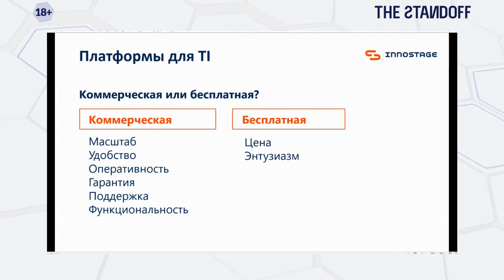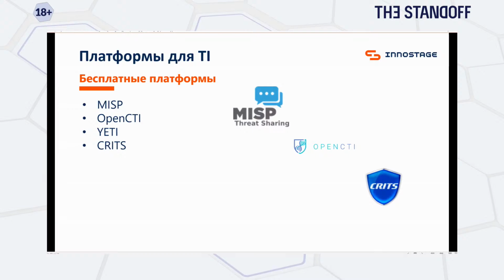What are the TI platforms? We know that they are free of charge and commercial ones. Of course, the commercial ones are of a bigger scale, scalability, more convenient, but of course the free ones have their own benefits. First of all, it's free, and then you can always improve it and fine-tune it with your own means. Currently, we've got the following TI platforms that are free of charge: MISP, OpenCTI, Yeti, and CRITs. These are the most popular ones.